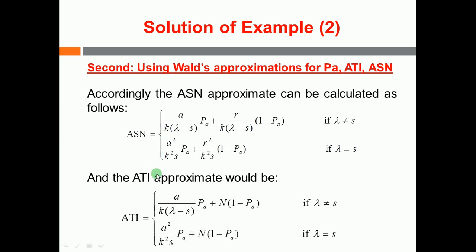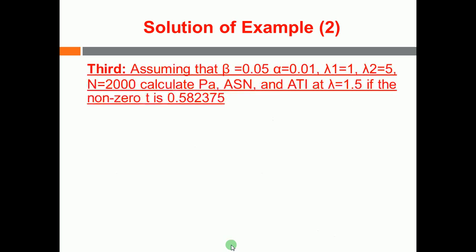If you can remember, the average number of items to be inspected would be, in the case of the acceptance, the average number of sampled items, or in case of the rejection, I would inspect the whole lot. And here, if lambda is equal to S, then this is expected to be the average number of items to be sampled, and accordingly it would be the average number of inspected items, plus the whole lot if I would reject. These are the formulas for the three measurements: P of A, ATI and ASN.